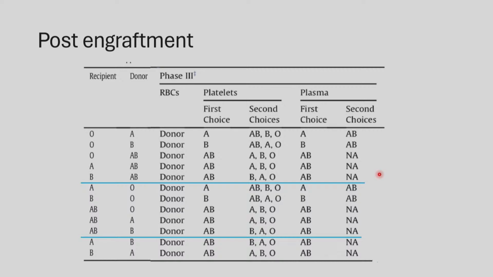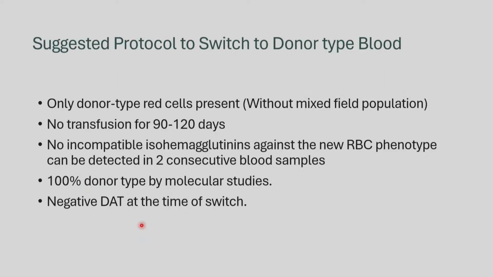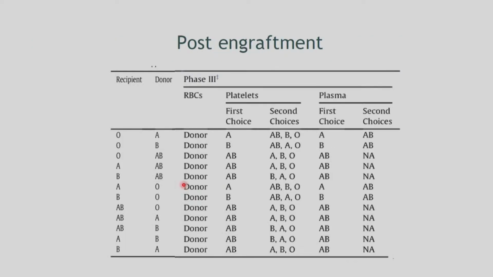So post engraftment, actually, it is the same continuation here. This chart will show you how we manage. It is post phase 3, post engraftment. Here the RBCs we use are the engrafted donor type of RBCs, and that is again major and minor, the same slide as before. When you switch to the donor type of blood, only donor type RBC should be present without a mixed field issue. No transfusions for the first 2 or 3 months. No incompatible antibodies against the new RBC phenotype can be detected in 2 consecutive samples. And 100% donor type. When you see this, then you need to switch to donor type. Negative antibody test. Again, the same slide actually.